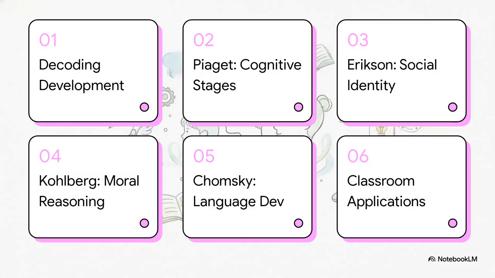Let's quickly review today's syllabus for the batch. 1. Decoding human development. 2. Piaget, how students think. 3. Erikson, social identity formation. 4. Kohlberg, developing moral reasoning. 5. Chomsky, the language instinct. And finally, 6. Practical classroom applications. This right here is our complete holistic student arc.